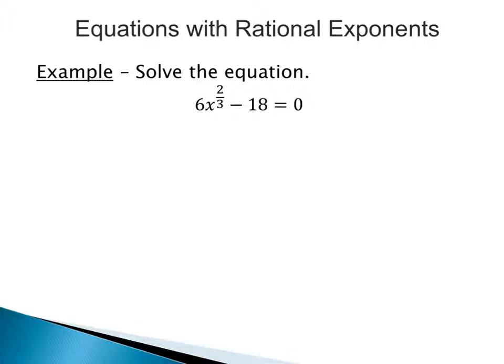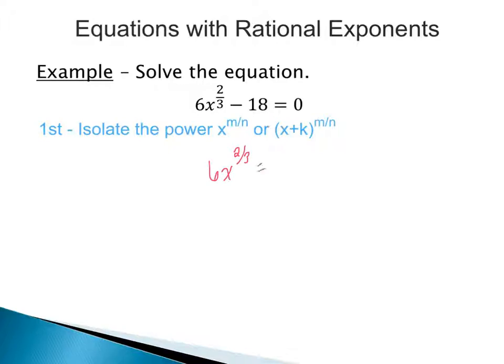So here, in order to solve this equation, we want to first isolate the power. You can see we're really looking at this similar to how we used our square root property. We want to get that x to the 2/3 by itself. So we want to isolate the power x to the m over n, or it might be a quantity of x plus or minus a number raised to that rational exponent of m over n. So I'm going to move the 18 over first. So we have 6x to the 2/3 equals 18, and then dividing both sides by 6, we are left with x to the 2/3 equals 3.